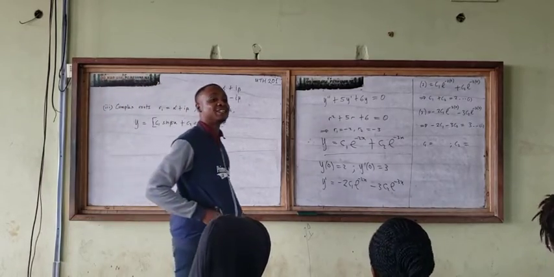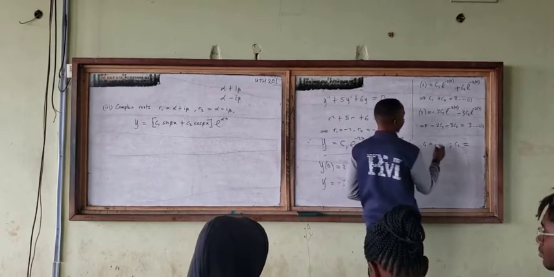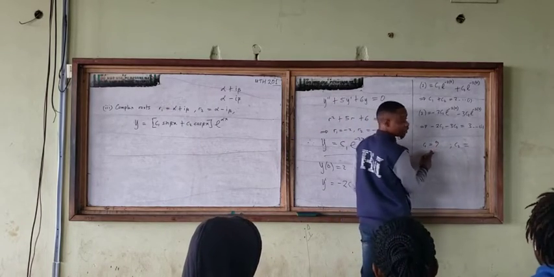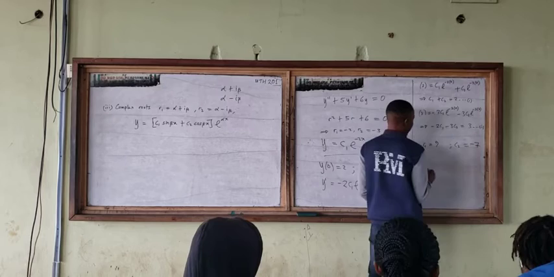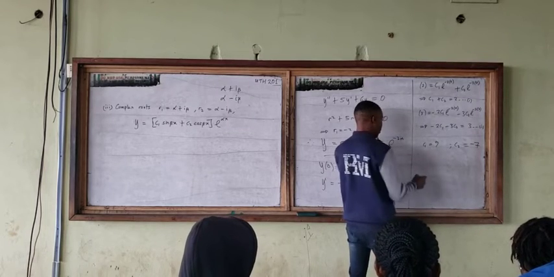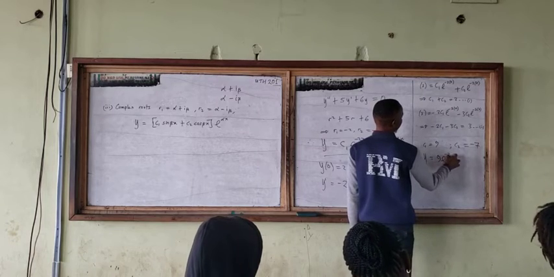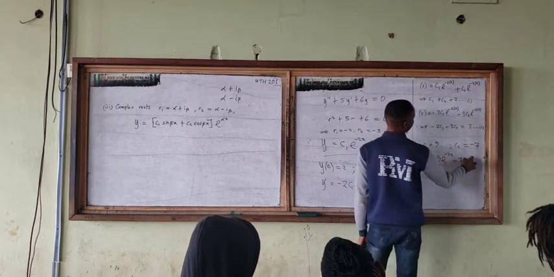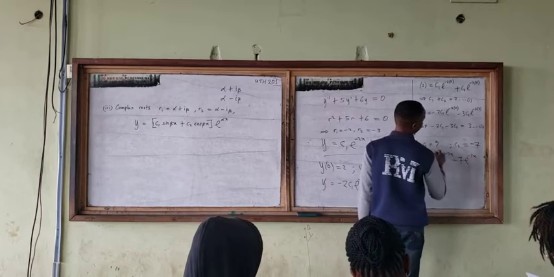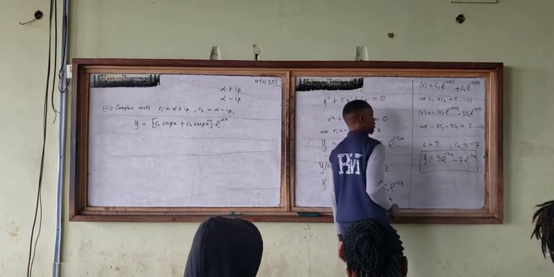C1 is 9, right? Yes. And C2 is minus 7. So therefore the particular solution will be y is equal to 9 e raised to the power minus 2x minus 7 e raised to the power minus 3x. That's our particular solution for this initial value problem.